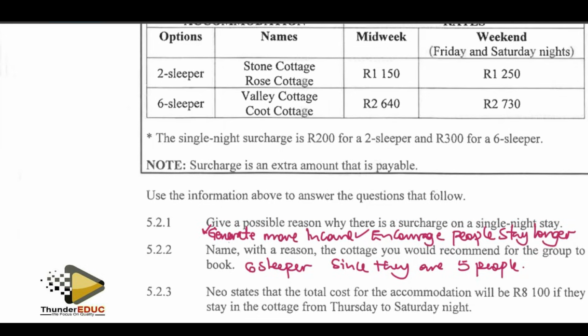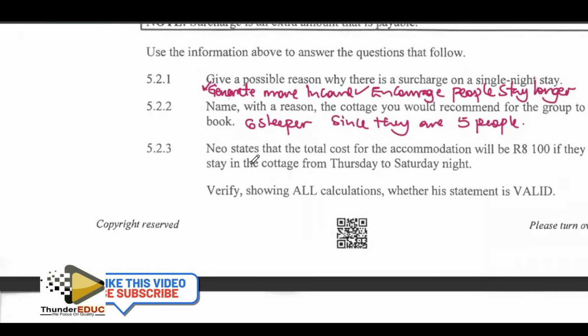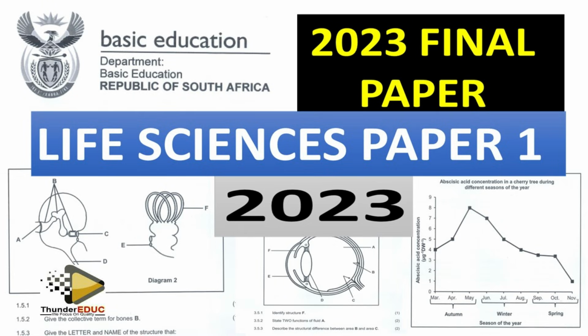All right, 5.2, 5 marks. It says, now states that the total cost for accommodation will be 8,100 if they stay in the cottage from Thursday to Saturday night. Verify, showing all calculations, whether the statement is valid.